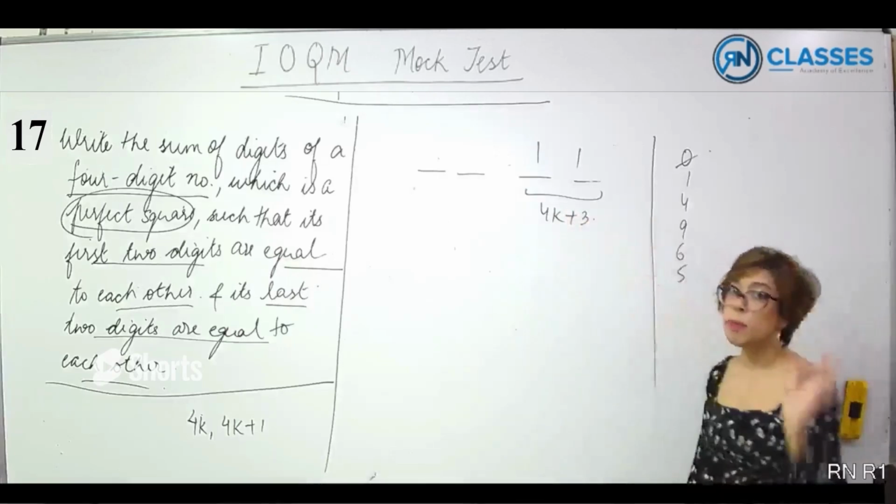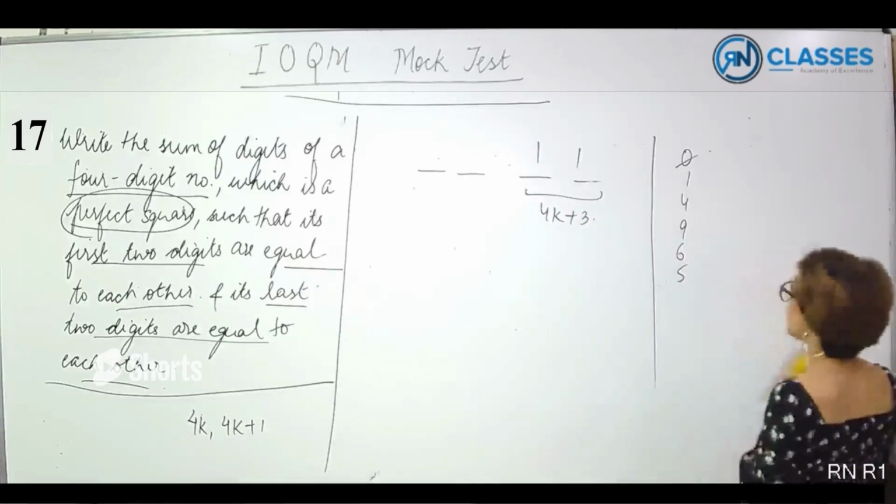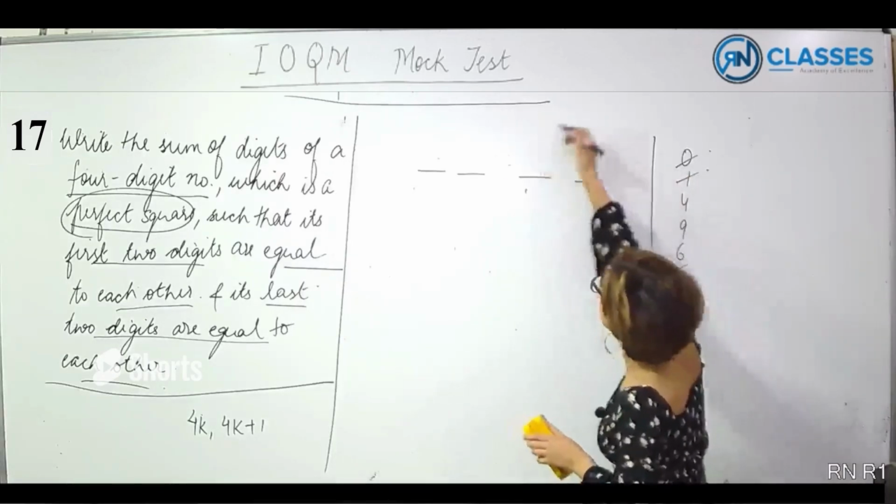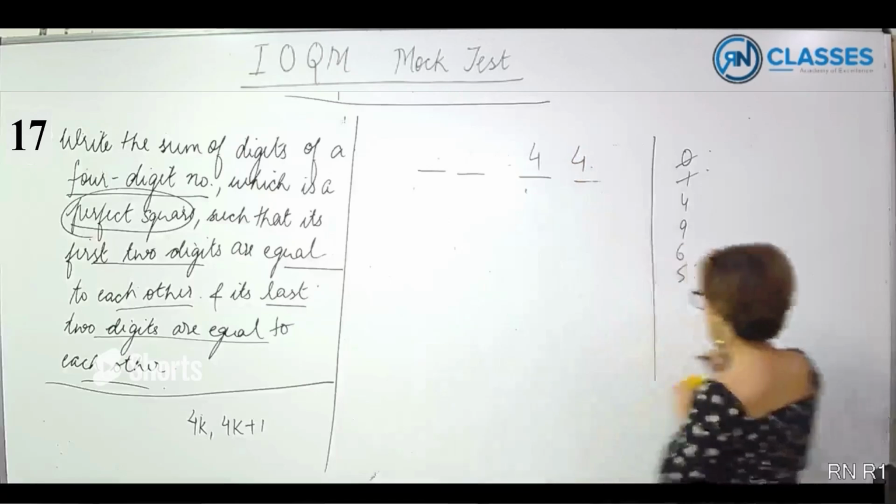Definitely this number cannot be a perfect square. Done? So that means even 1, 1 is rejected. So let's come to 4. Right? This I need to check.